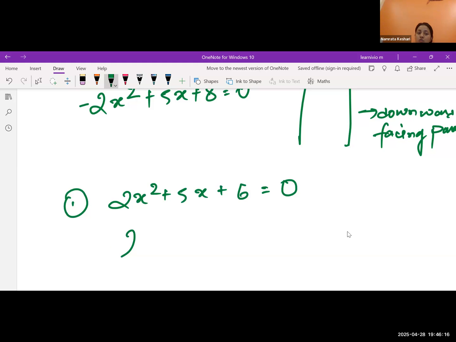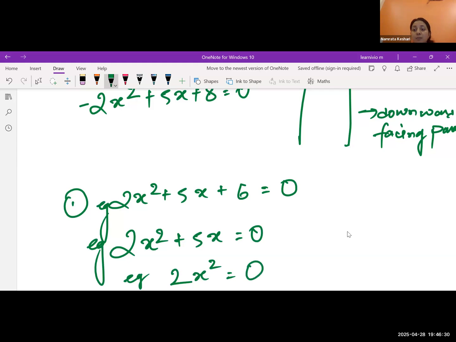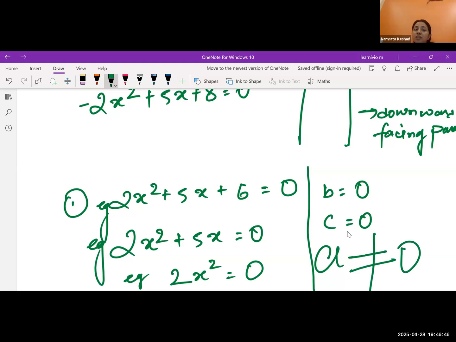If I write 2x square plus 5x is equals to 0, this is also an example of a quadratic equation. If I write just 2x square is equals to 0, this is also an example of a quadratic equation. So you need to understand here that b can be 0, c can be 0, the other terms being present or not present doesn't matter, but a will never ever be 0, because from there only the degree, the power 2, is coming, and hence the name quadratic. Are you getting it?